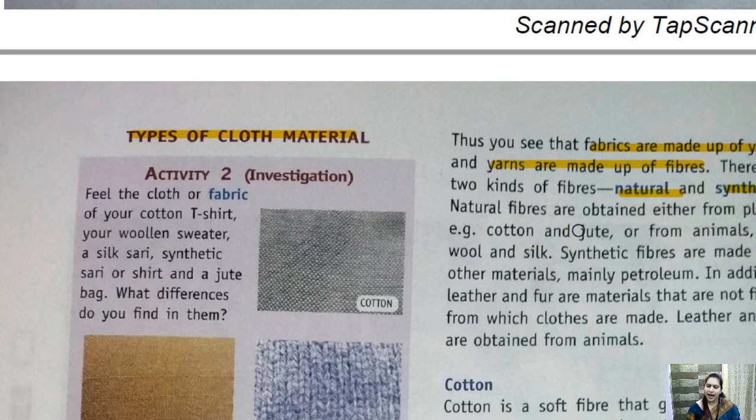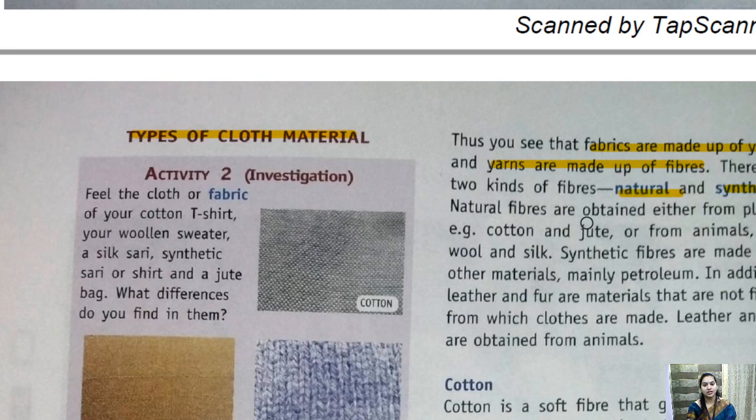Okay. As the name says, natural. So these fibers are obtained from nature, and nature includes plants and animals. So what are natural fibers? Fibers that are obtained from either plants or animals are called natural fibers. Getting it? तो natural fiber क्या होता है?